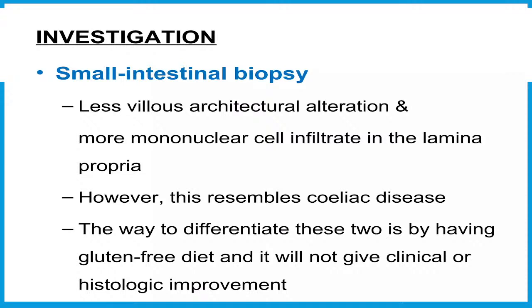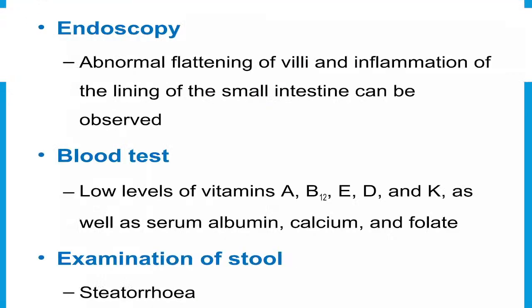The way to differentiate these two is that a gluten-free diet will not give a clinical or histological improvement. So the only way to differentiate between the two is you put the patient on a gluten-free diet, and when the patient does not improve, you can suspect that it is some other etiology, and that could be tropical sprue. Endoscopy: abnormal flattening of the villi and inflammation of the lining of the small intestine can be observed.